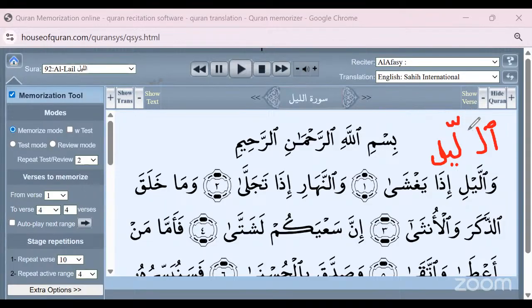So instead of having to write this lam twice, you just write it one time, and then you give it the shadda, mainly because it is a sun letter. Is it clear enough? Yes, mom.